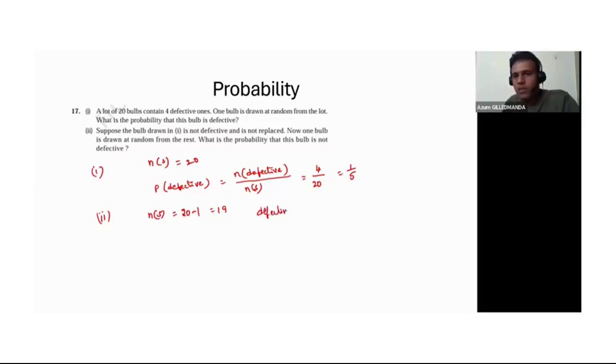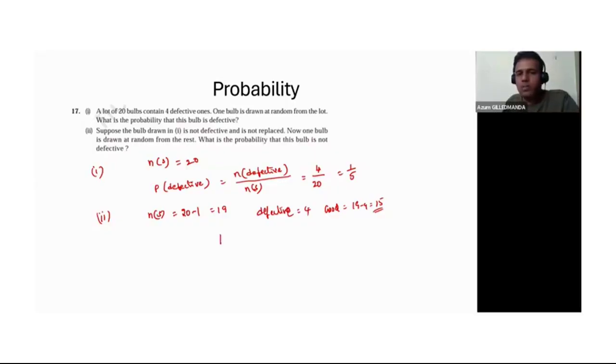How many defectives are there? 4, because the bulb that was kept aside was not defective, right? And then how many good will be there? 19 minus 4. There are 15 good bulbs, right? Then now one bulb is drawn at random from the rest. Means from the 19 bulbs, there is another bulb drawn. Then what is the probability that it is not defective?